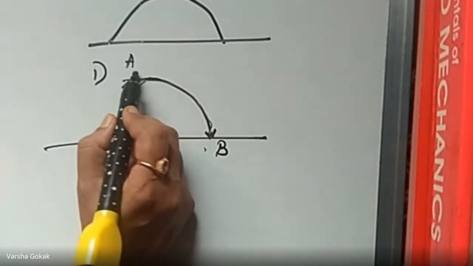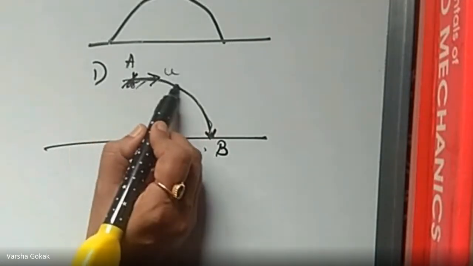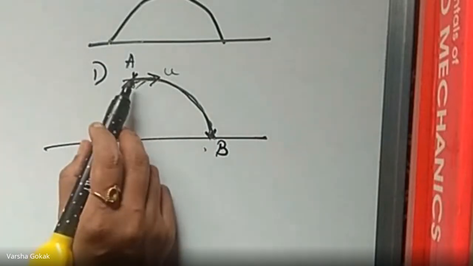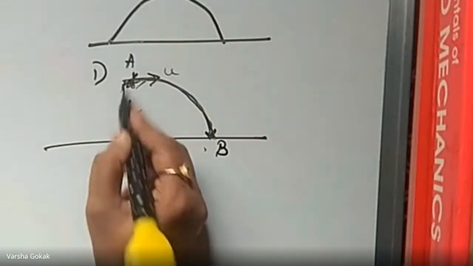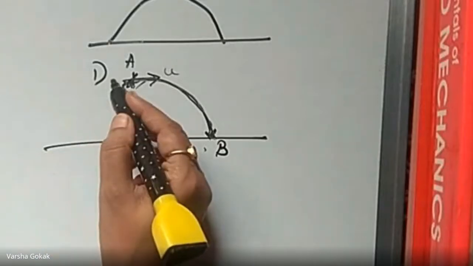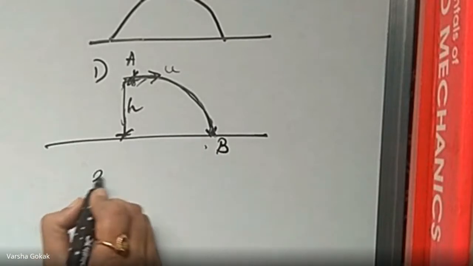That is, I will give a little horizontal velocity here, not acceleration, velocity. So it goes and falls like this. This is the first case where I am going to drop the object from some height. Already it is at some height, from there I am going to drop an object. So first case, set of numericals.